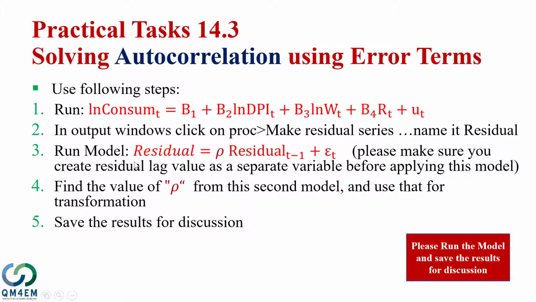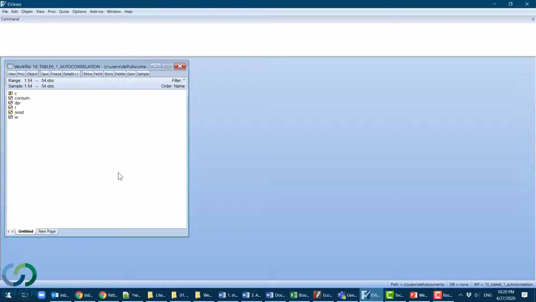So let me go back to Eviews now to apply this mechanism and see how we can obtain rho from there. But for you, I would say pause the video first, do it yourself, and once you are able to do it, then compare the results with what I show later in this video. So I am in the Eviews window now. You can see here I have the variables consumption, disposable personal income, interest rate, and wealth. I'm going to run the regression of consumption on disposable personal income, wealth, and real interest rate.